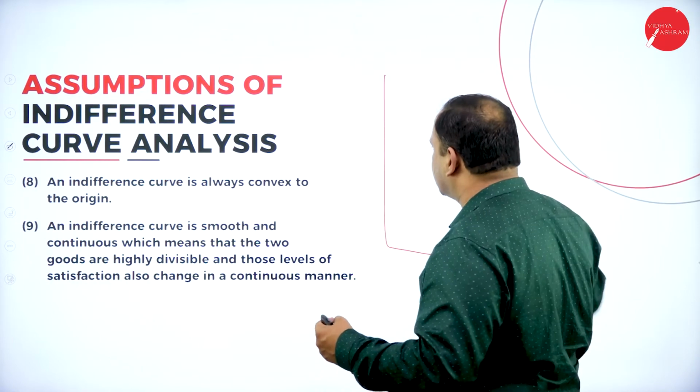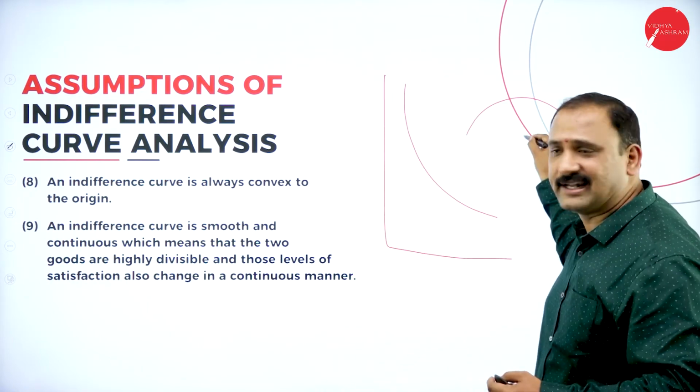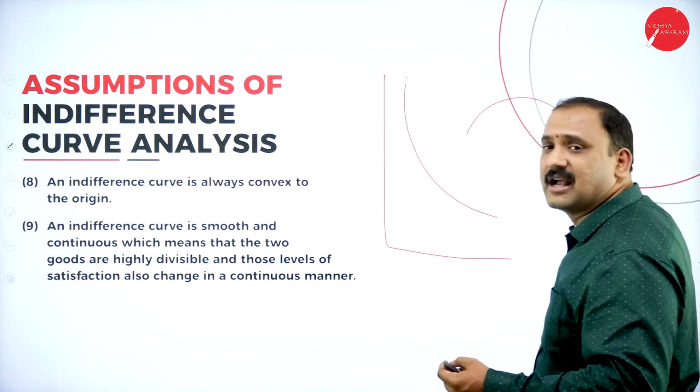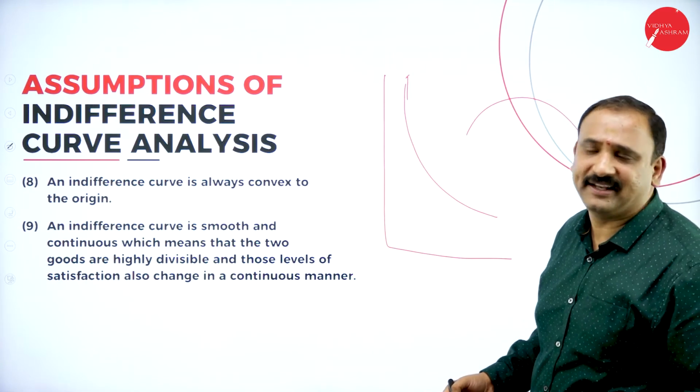The next thing is that an indifference curve is always convex to the origin. That's what we were trying to say. It is like this. It cannot be the other way around. You will not get a graph like this. It's always coming downward sloping. That's what we have to understand here very, very clearly.